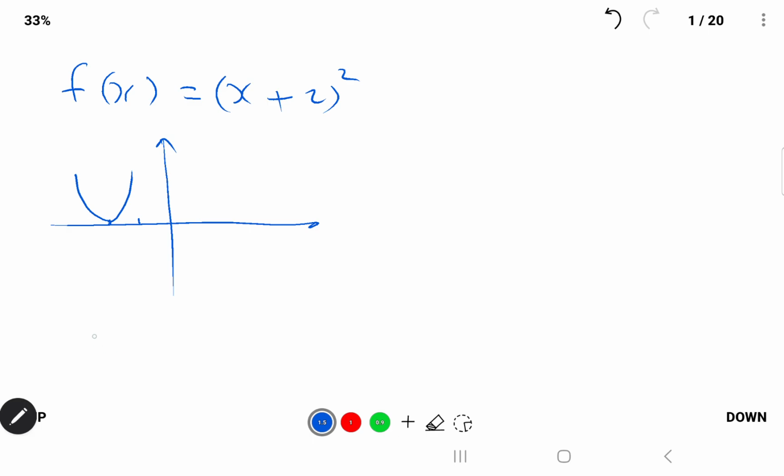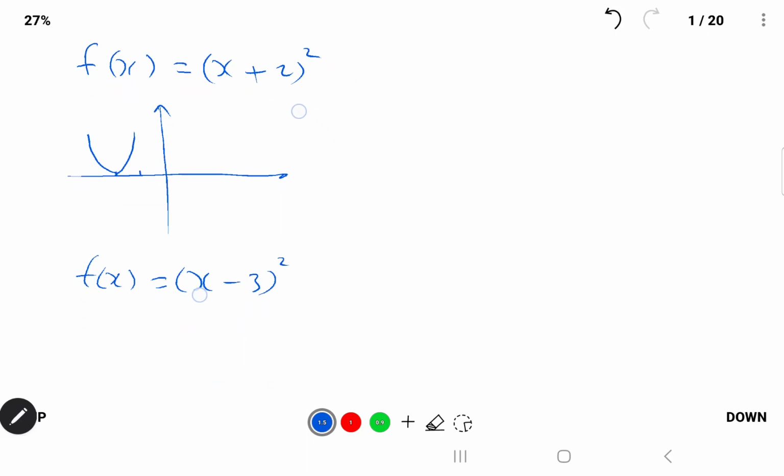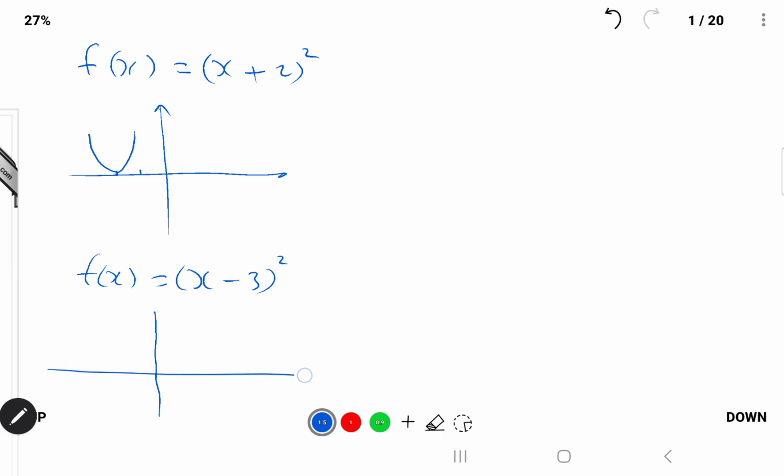Now, what about if you have a minus sign? Let's say f(x) is equal to (x minus 3) squared. In this case, the function would be translated to the right, 3 units to the right, which means it would be like this.